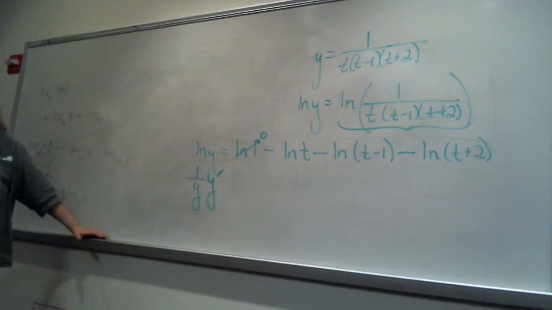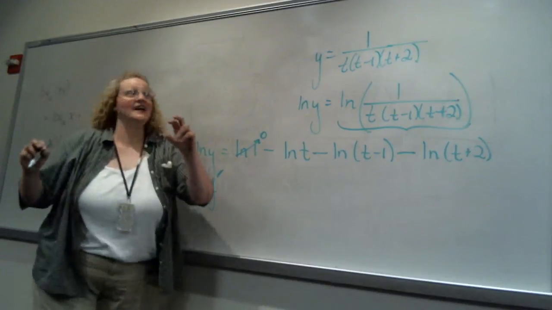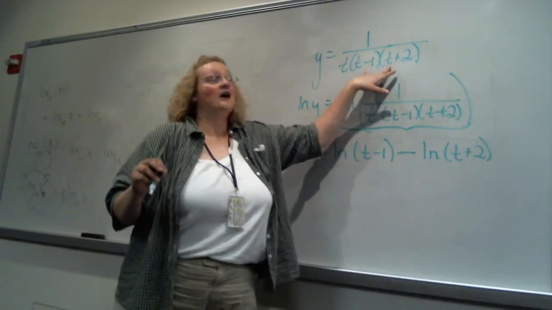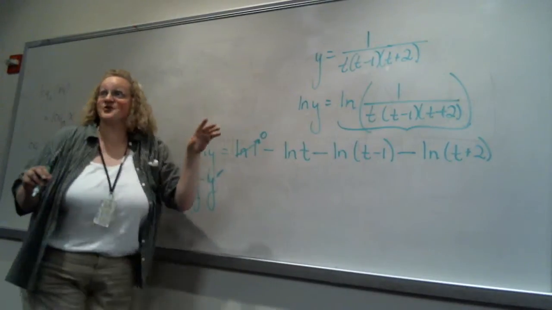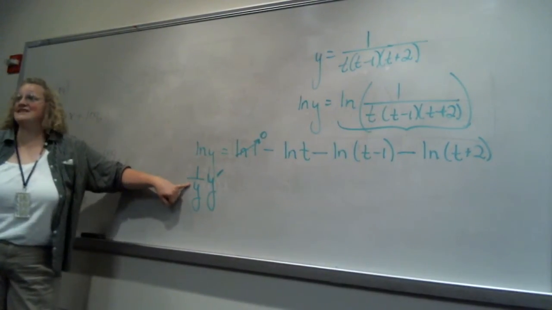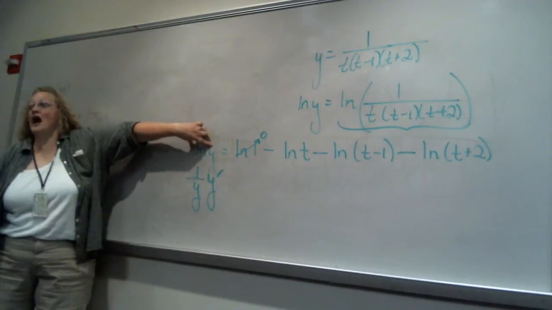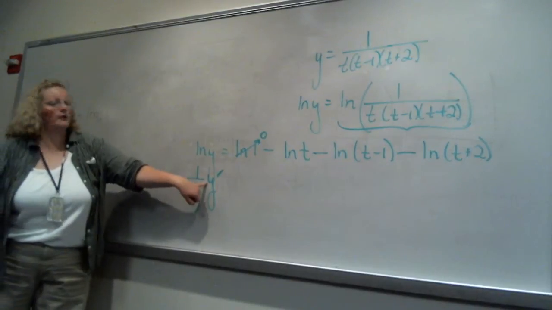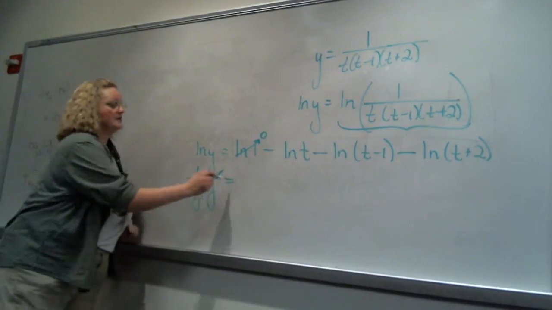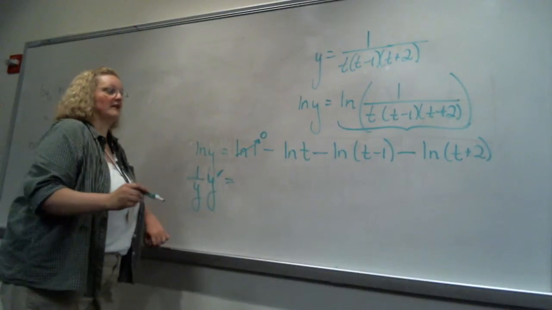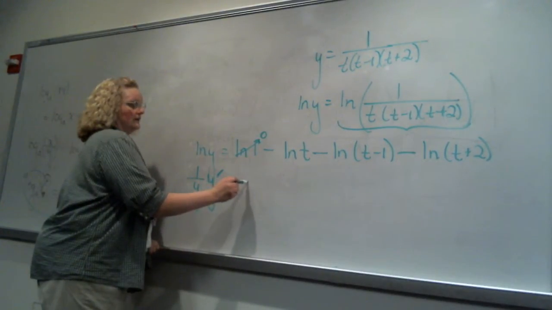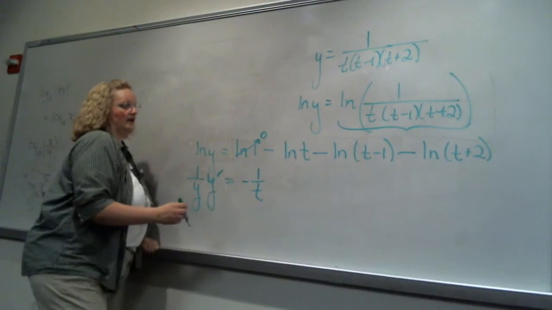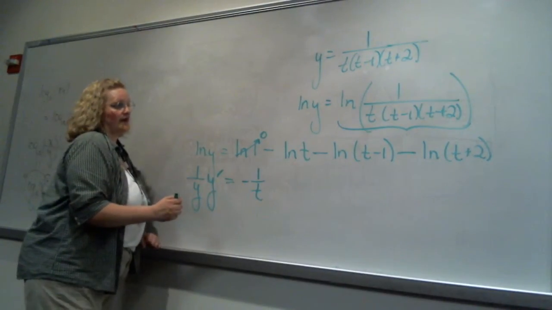How'd I get that? Why? y is some function of x, well, some function of t. That function is actually this thing, okay? But we rewrote it so that the derivative was a lot nicer to work with. So I have to do it implicitly, which means that I do the derivative of the outside, which is 1 over y, times the derivative of the inside, which is my y prime, equals, what's the derivative of negative ln of t? Negative 1 over t.